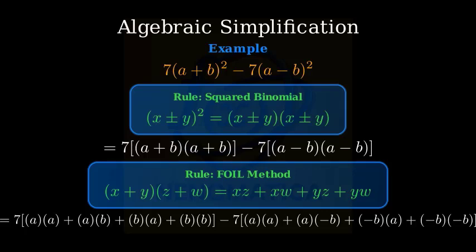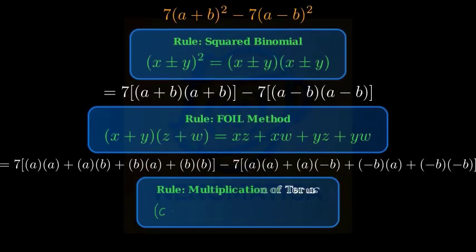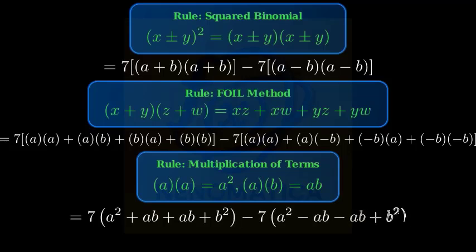Now, let's simplify these expressions. We'll simplify each product and combine like terms. The first part becomes 7 times the quantity a squared plus ab plus ab plus b squared. The second part becomes 7 times the quantity a squared plus a times negative b plus negative b times a plus negative b times negative b. Remember that negative b times negative b equals positive b squared, and negative b times a equals negative ab.